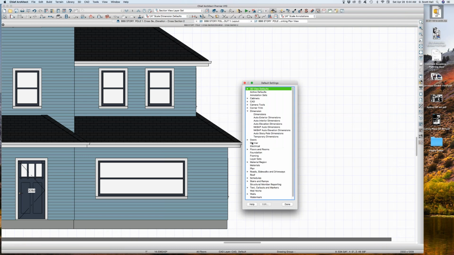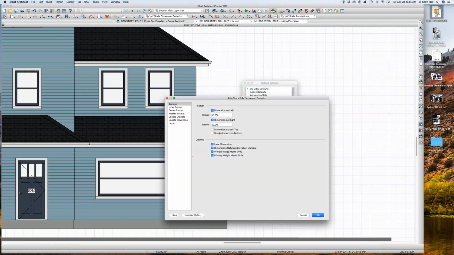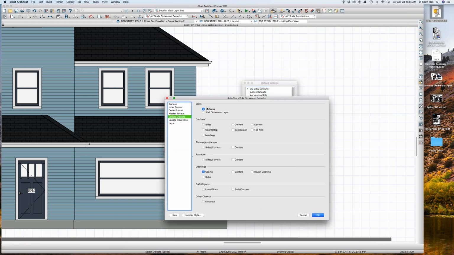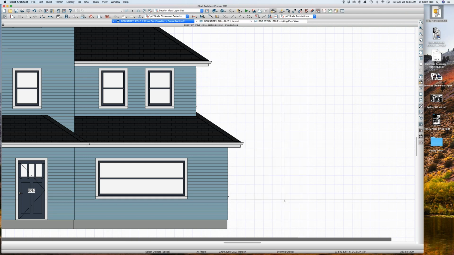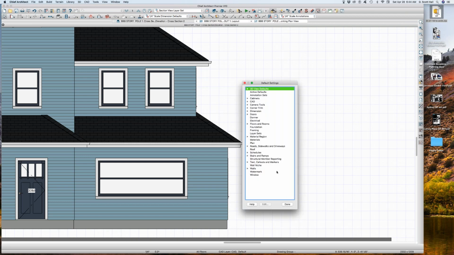Dimensions, story pole, dimensions. Yeah, so on locate objects, for an auto story pole, I don't want dimension casings. I suppose on MKBA, whatever you guys might want to do it, but for elevations, I don't. And so, done.